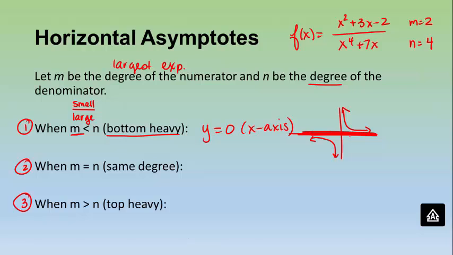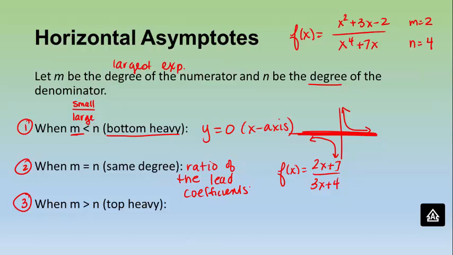When they have the same degree, that is that we have an x squared over an x squared, or an x cubed over an x cubed. Or simply, if we have something like this, f of x equals 2x plus 7 over 3x plus 4. These have the same degree. Then what we get is the ratio of the lead coefficients. So in this case, my horizontal asymptote would be y equals 2/3. That is the horizontal line that is our asymptote if we have the same degree.